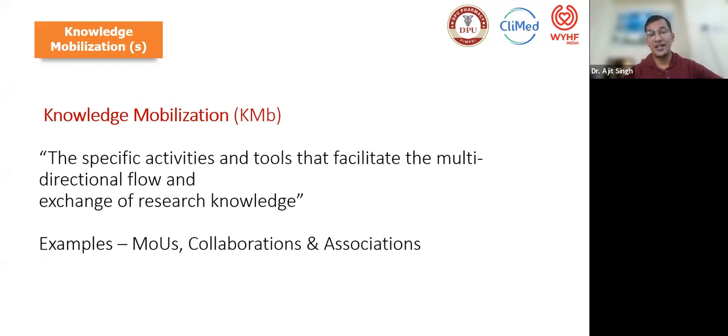Okay, then the third thing is mobilization, knowledge mobilization. That is again specific activities and tools. You create questionnaires, surveys, and go for MOUs with different companies, industries, different universities, different research labs. These things must be there throughout your institution, and you, as a PI, principal investigator, or professor, or assistant professor, whatever, should be active in these things: MOUs, collaborations, associations.